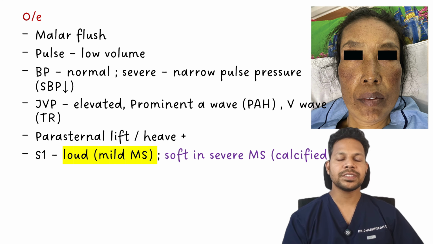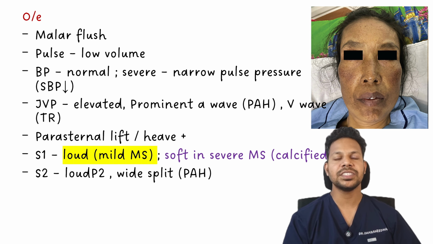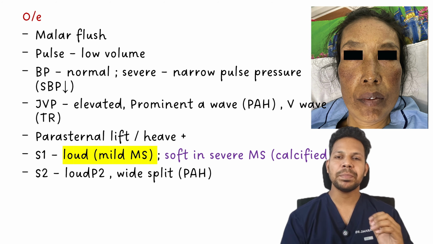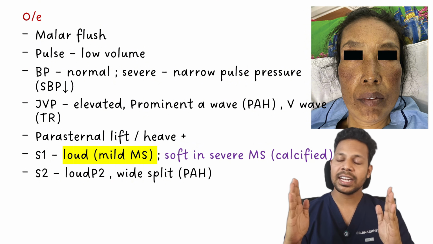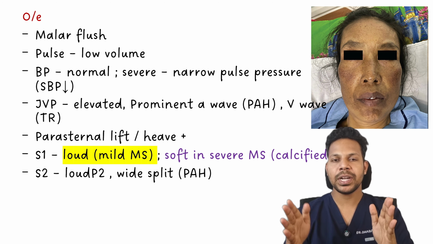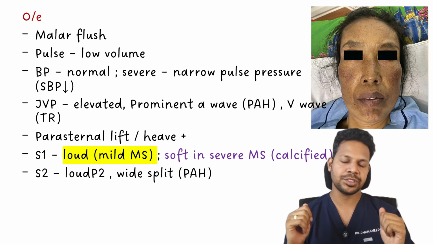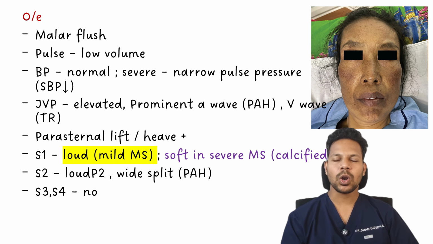And S2 is loud because when the patient develops pulmonary arterial hypertension, there is a loud P2. And because of pulmonary arterial hypertension, the P2 is also delayed. A2 is normally followed by P2, but P2 is delayed, and this delay of P2 results in a gap between A2 and P2 that produces a wide split S2. S3 and S4 are not commonly seen.